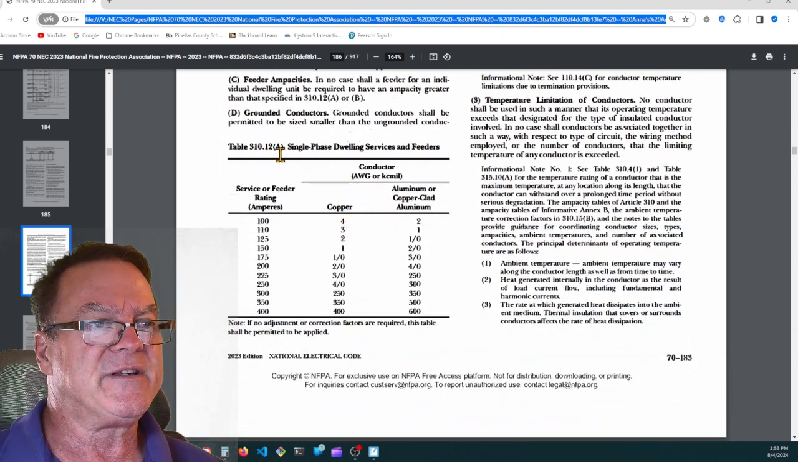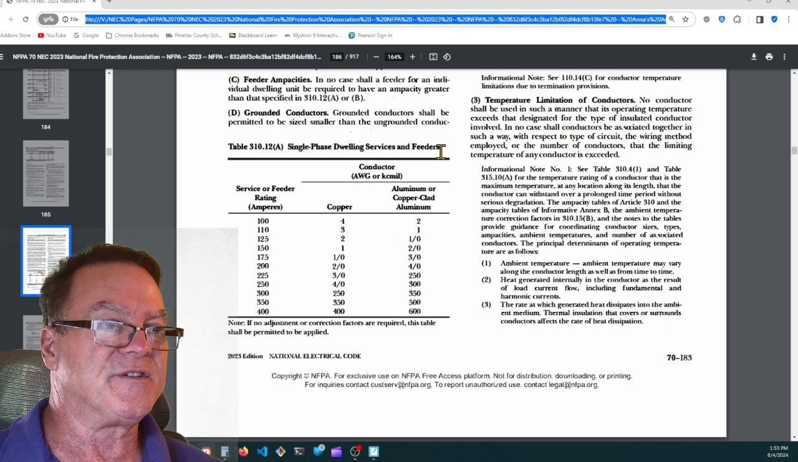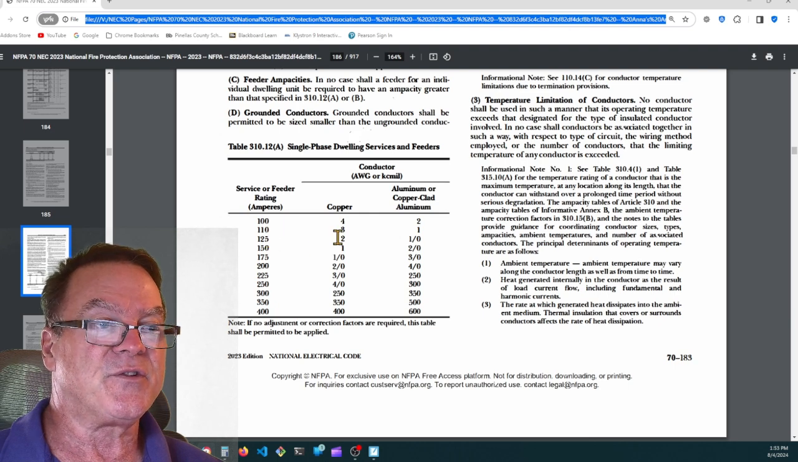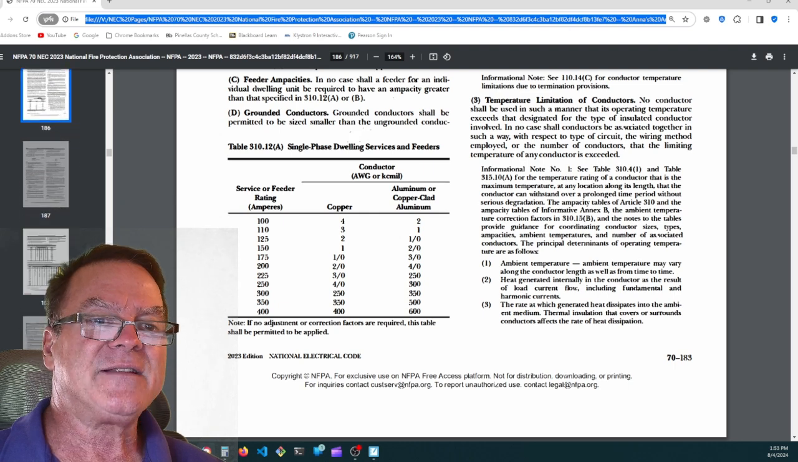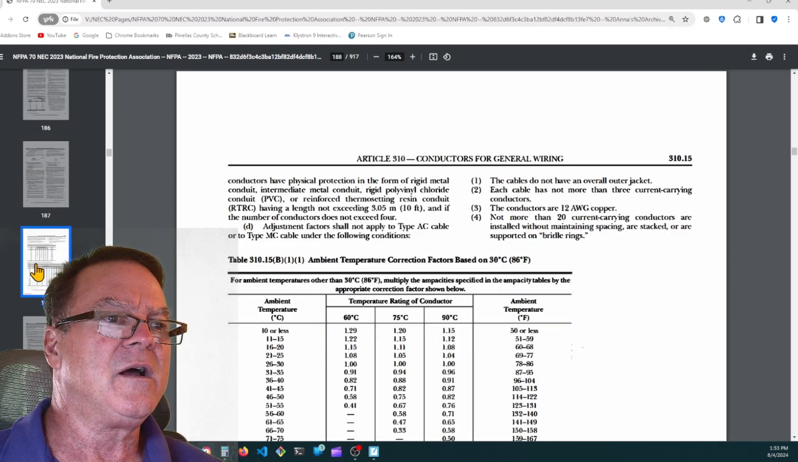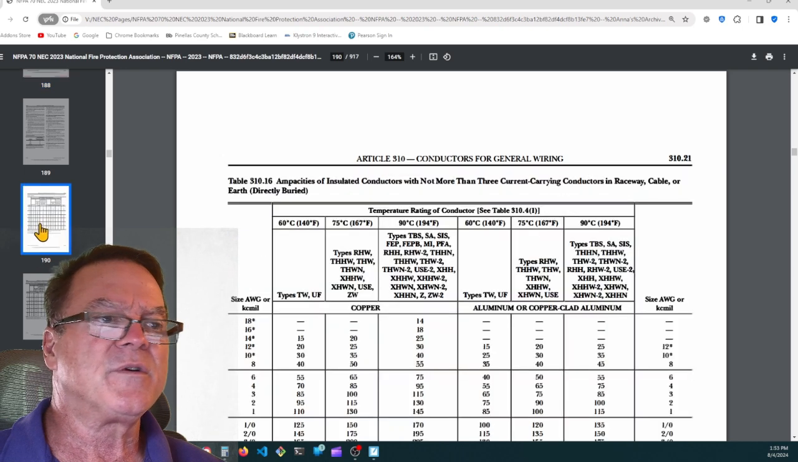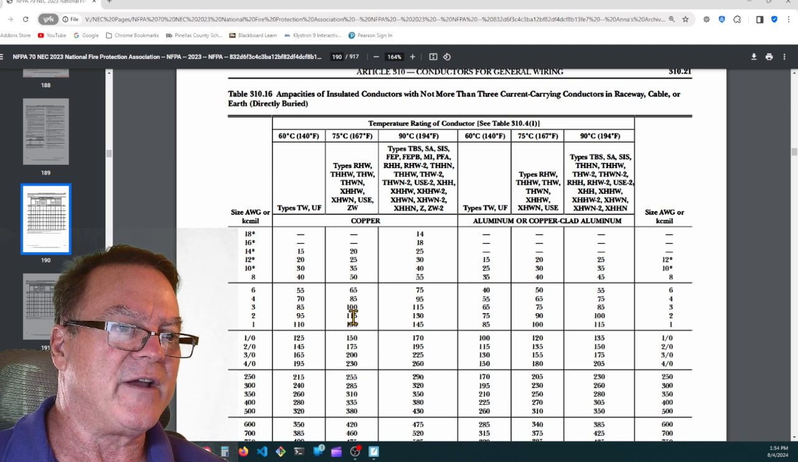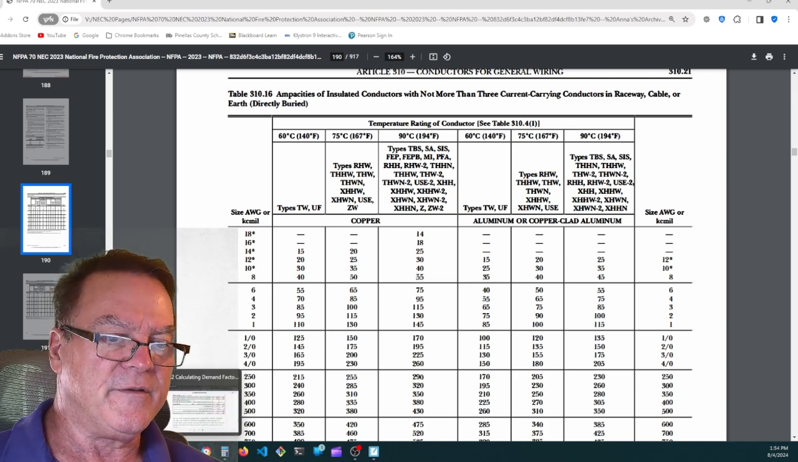So here is Table 310.12(A), single-family dwelling services and feeders. And they said they were going to use a 125 amp service, so they're going to put a number 2 copper. Number 2 copper. And that's different than what they were saying before with 310.16. If we had gone 125 amp, we would have had to use a number 1. They're saying we can use a number 2 for that 125 amp. And then again, they're using number 4 for the neutral. All right, very good.